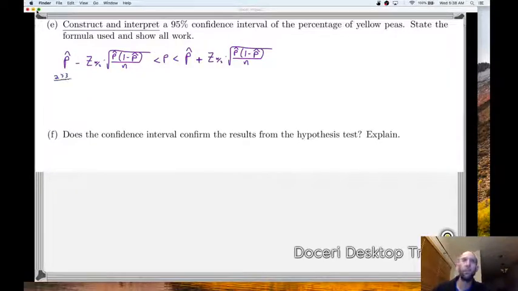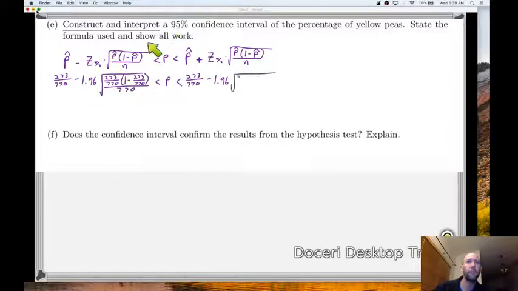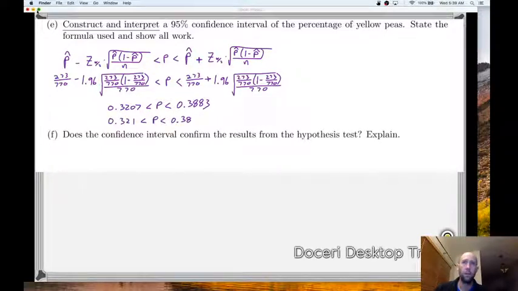And so we're able to plug in the same values from before. We have our same critical value because we have a 95% confidence interval. That means we have an alpha of 0.05. And I can plug in all of my values. We just have a plus sign over here. And we end up with this range of values. Generally, we round these to 3 decimal places for proportions. And so it looks like the population proportion of yellow P offspring is between about 32 and 38.8%.